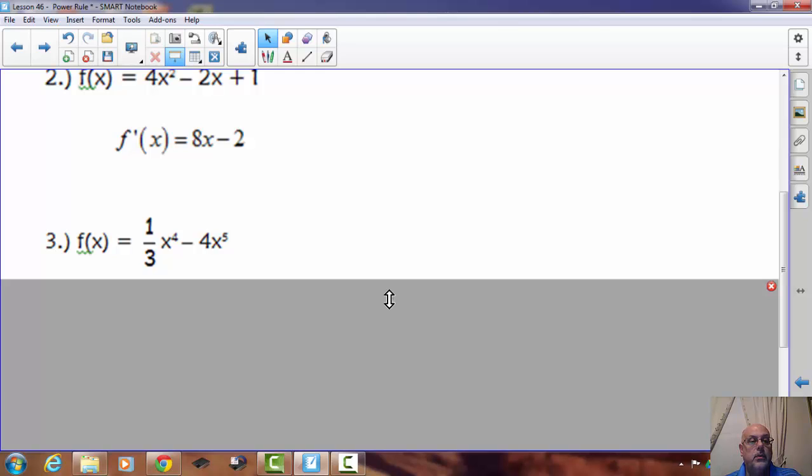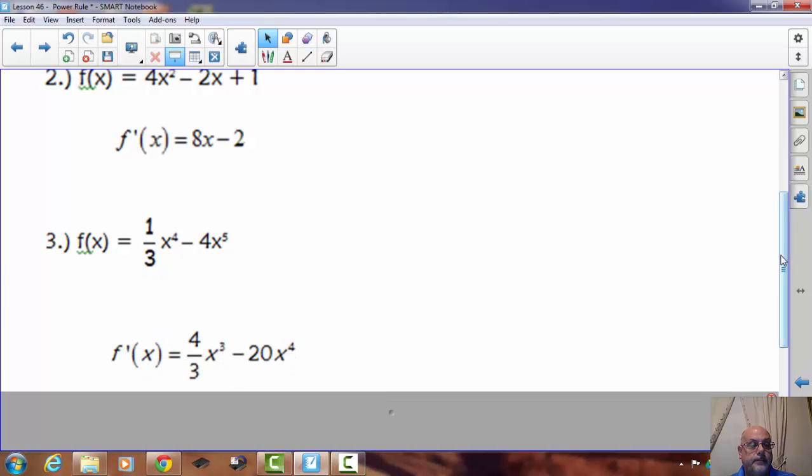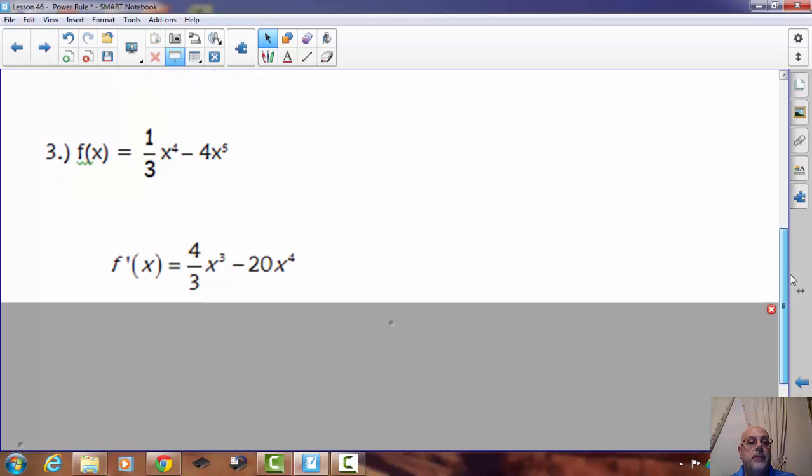The third one, 1/3 x to the 4th minus 4x to the 5th. 4 times a third is 4/3. You go back to your exponent, subtract 1. So it's 4/3 x cubed minus 5 times 4 is 20, x to the 4th. Remember, it's exponent times coefficient, then subtract 1 from the exponent.